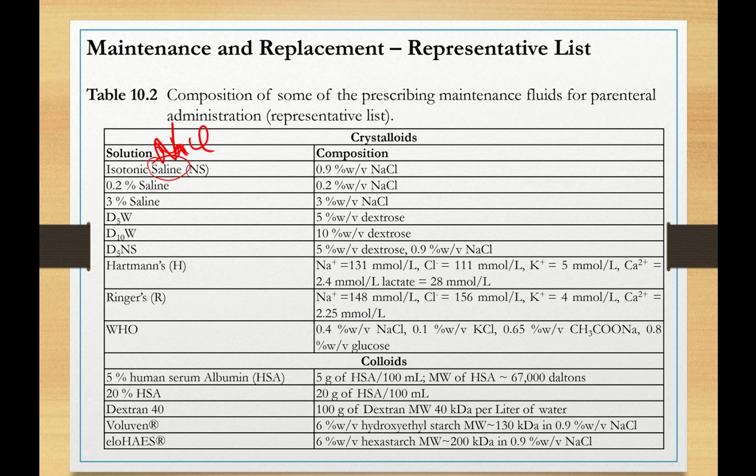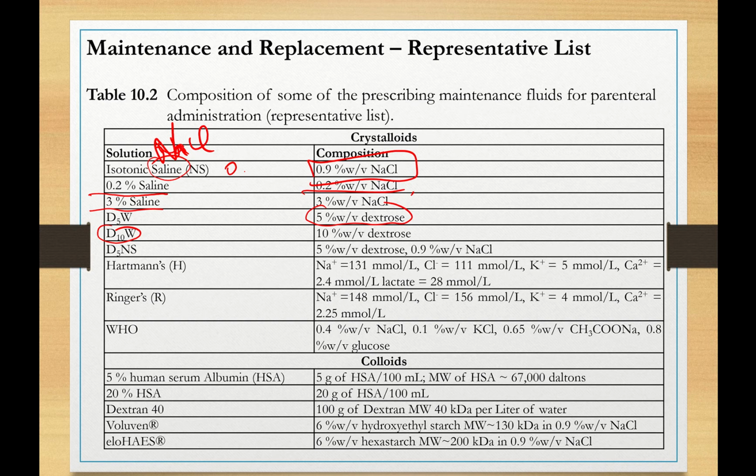Sodium chloride. So this is isotonic, and obviously isotonic is we have it here, so I don't need to rewrite it. This is a hypotonic saline, okay? This is a hypertonic saline, 3% saline. Here I have dextrose, isotonic. Here I have hypertonic dextrose, D10W.